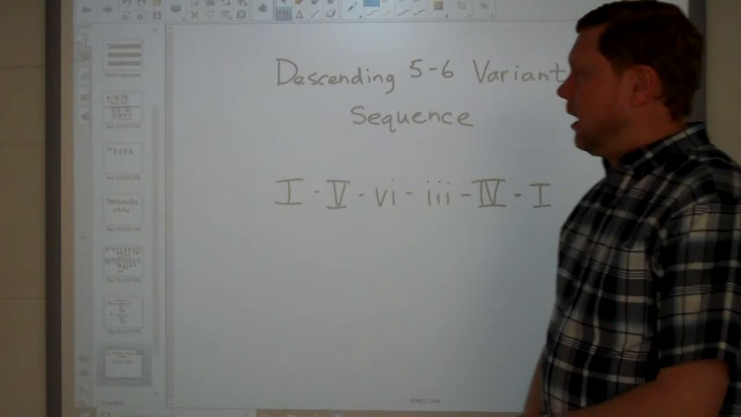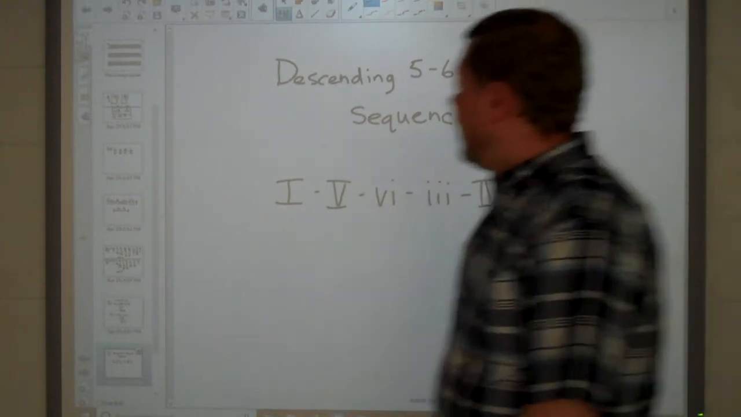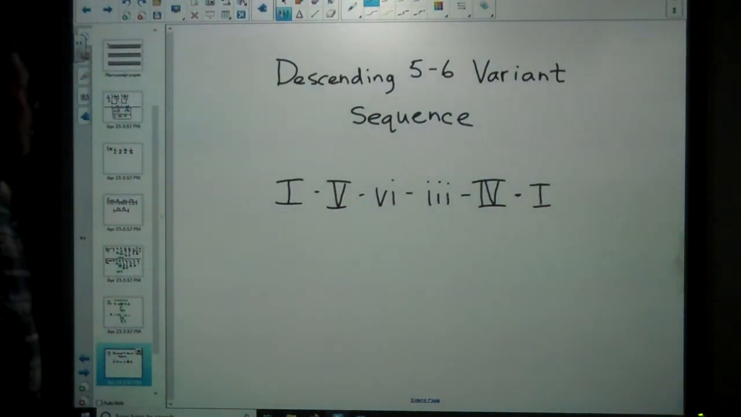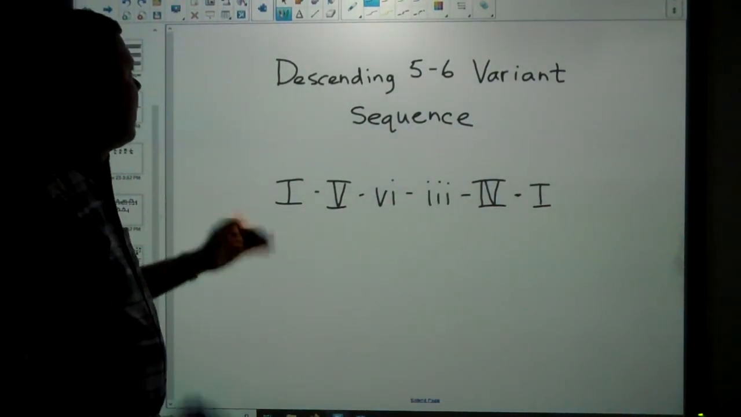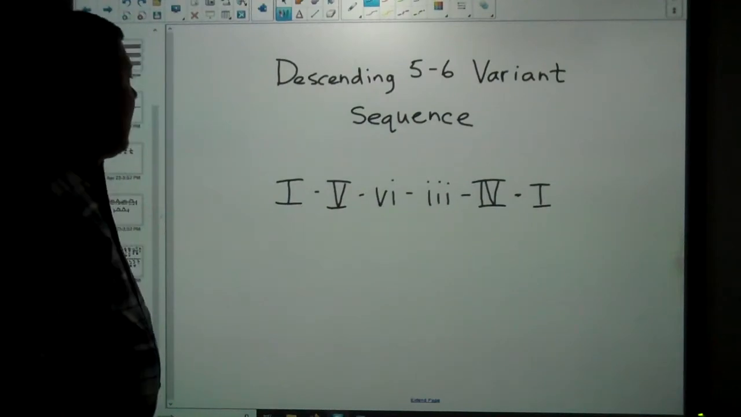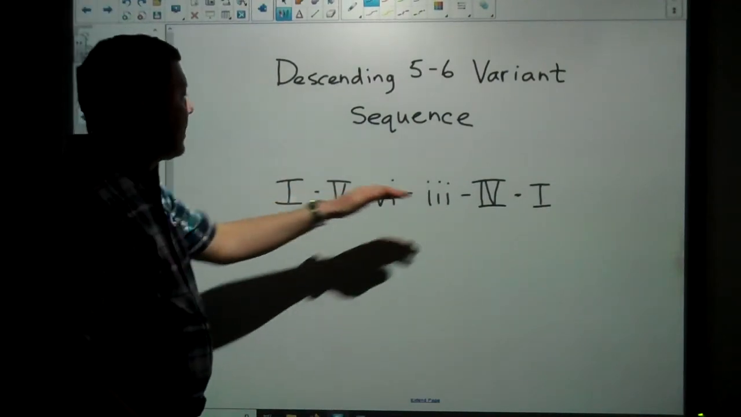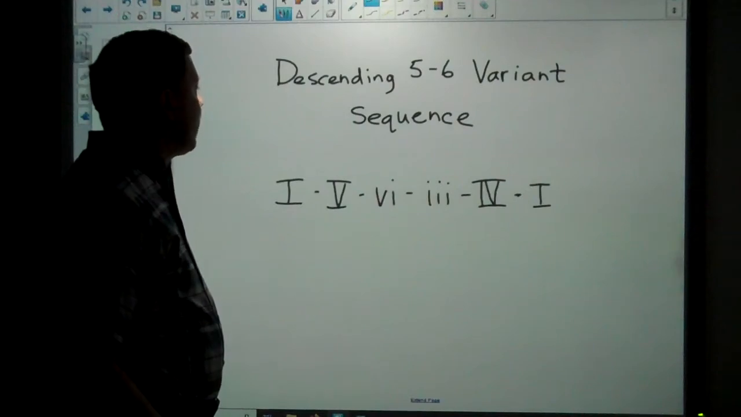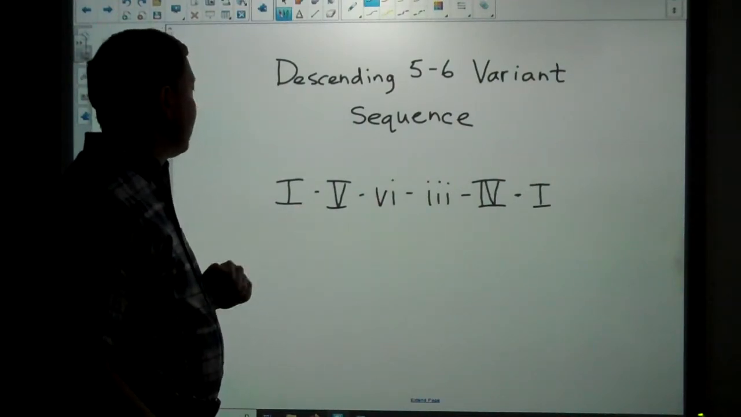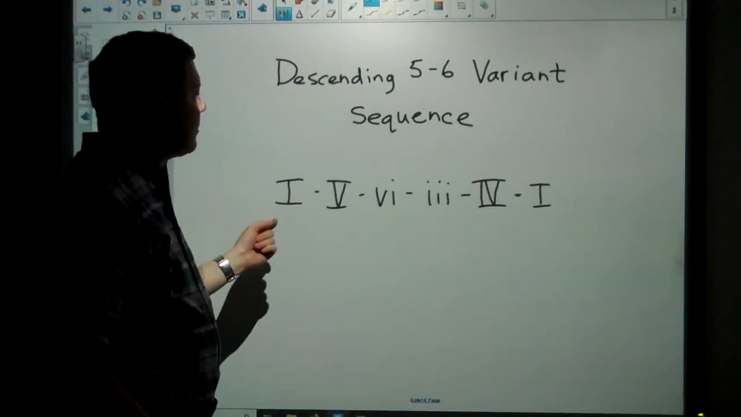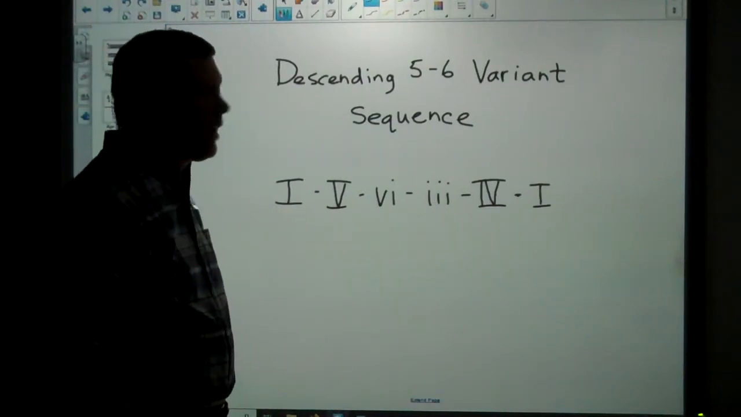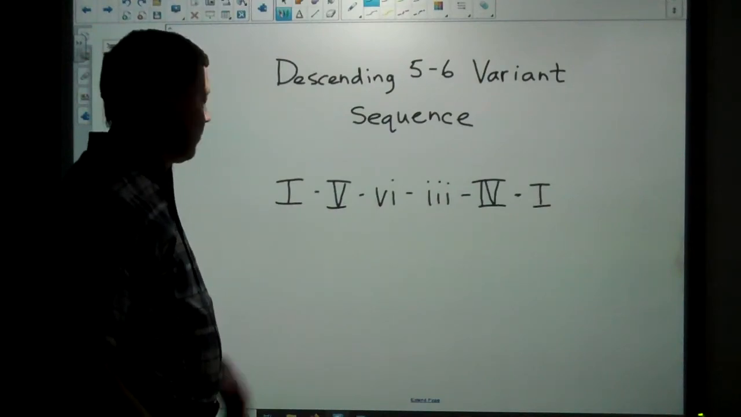As I was saying before, the 3 chord, especially in real music examples, is often used as part of a descending 5/6 variant sequence. And because it happens pretty early on in the sequence, I do want you, for the final exam, the ear training final exam, to memorize the first 6 chords of a descending 5/6 variant sequence.